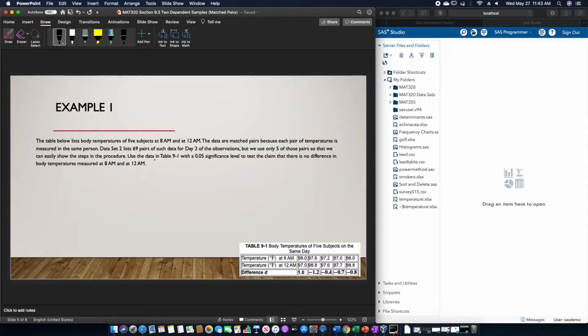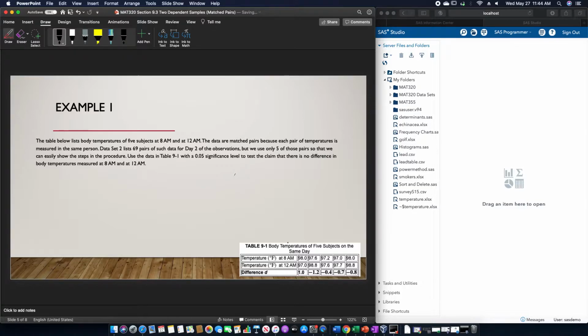So, for example, this table down here lists body temperatures of 5 subjects at 8 a.m. and at 12 a.m. The data are matched pairs because each pair of temperatures is measured on the same person. So we have one person, second, third, fourth, and fifth. Data Set 3 lists 69 of such data for day 2 of the observations, but we are only using 5 of them. So we can easily show the steps for this particular procedure.